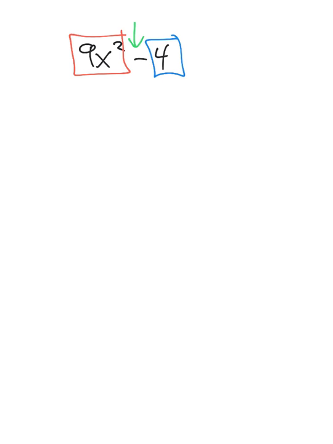Okay, so first things first, I'm going to say to myself, what squared gives me 9x squared? That would be 3x times 3x. What squared gives me 4? That would be 2 and 2. Now you just have to make 1 plus, 1 minus. And I've done difference of squares.